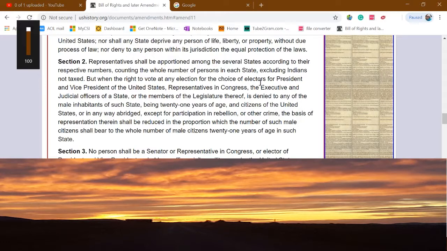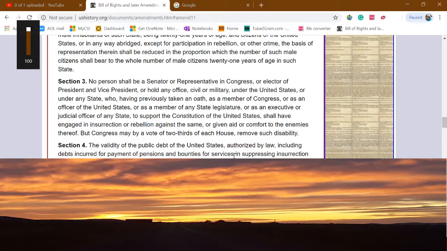Section 3. No person shall be a senator or representative in Congress, or elector of President and Vice President, or hold any office, civil or military, under the United States or any state, who, having previously taken an oath as a member of Congress, or as an officer of the United States, or as a member of any state legislature, or as an executive or judicial officer of any state, to support the Constitution of the United States, shall have engaged in insurrection or rebellion against the same, or given aid or comfort to the enemies thereof. But Congress may, by a vote of two-thirds of each house, remove such disability.